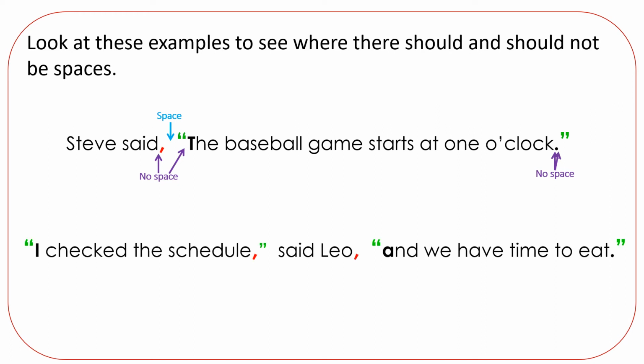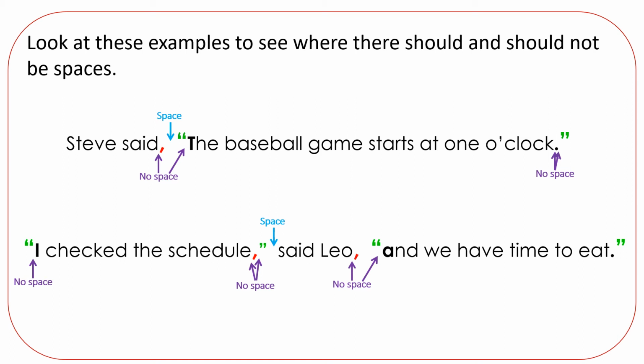"I checked the schedule," said Leo, "and we have time to eat." There's no space between the first quotation mark and the word I, and there's no space after schedule before the comma, and no space between the comma and the quotation mark. But there is a space between the quotation mark and the said.